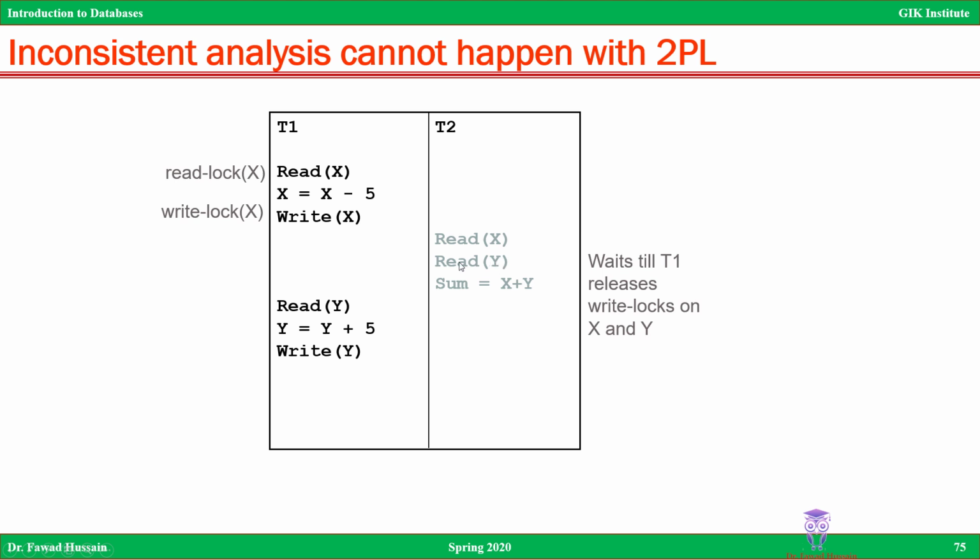In this case, if it was the basic algorithm that you are doing, you only have a read lock on X. If it was the conservative one, then you have a read lock on X and Y both, because we said that all the locks are required at the beginning. So in this case, you can see that inconsistent analysis is not possible. T2 cannot execute until this finishes, has the commit, and releases the locks on X and Y.